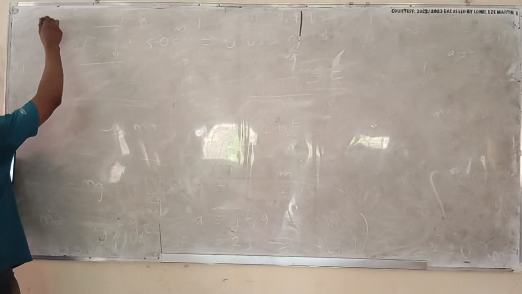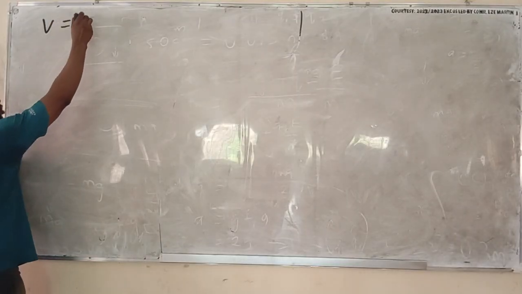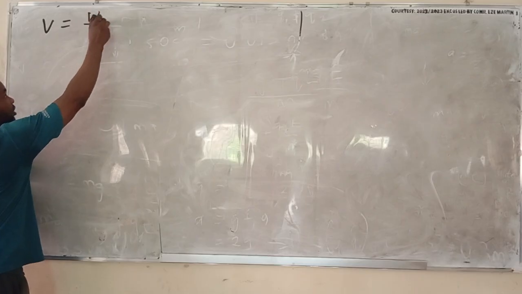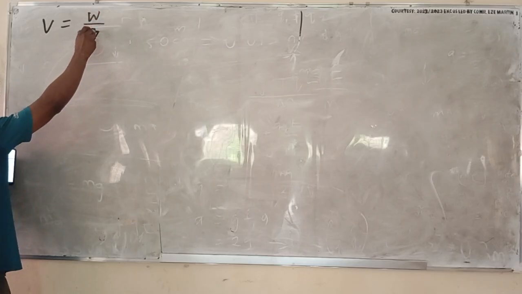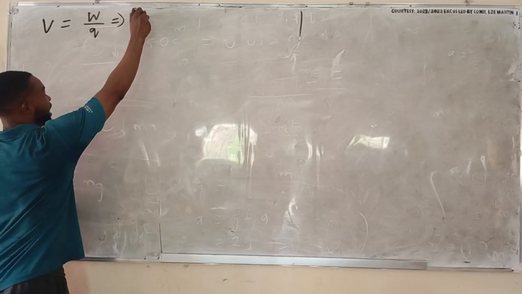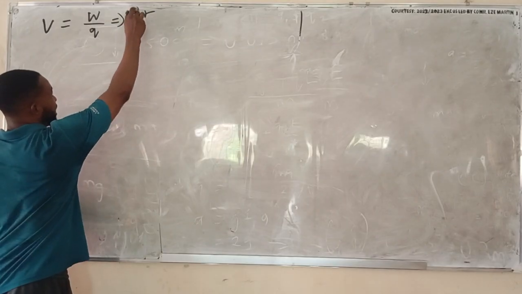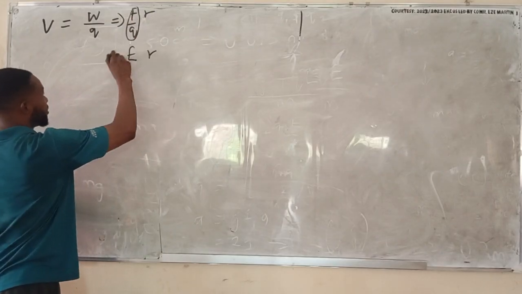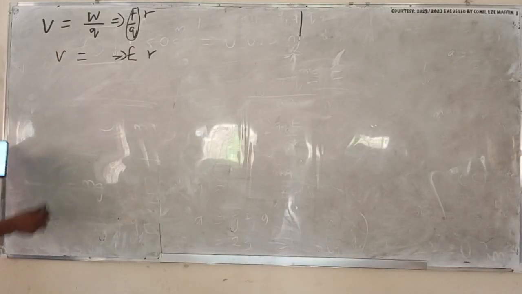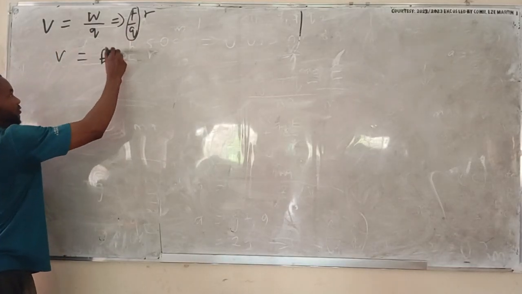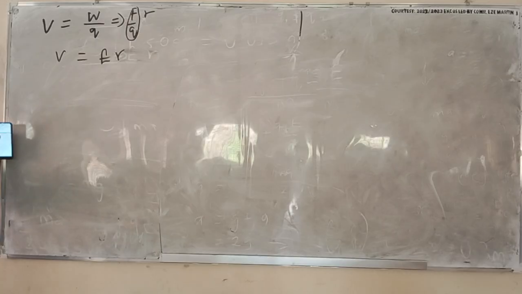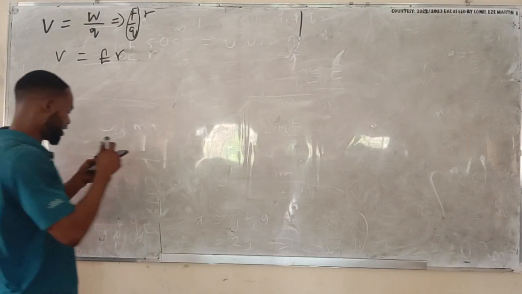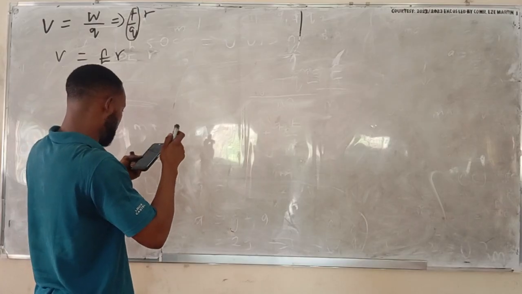But see, first of all, V is equal to work done in carrying a unit charge. You see that, true? Which is the same as saying FR over Q. And everything is the same as ER. V equals ER. Now, I need to check my E itself. Was E given? Did they give me the electric field? So let's use the right approach. The right approach is to always get the things we are given first.